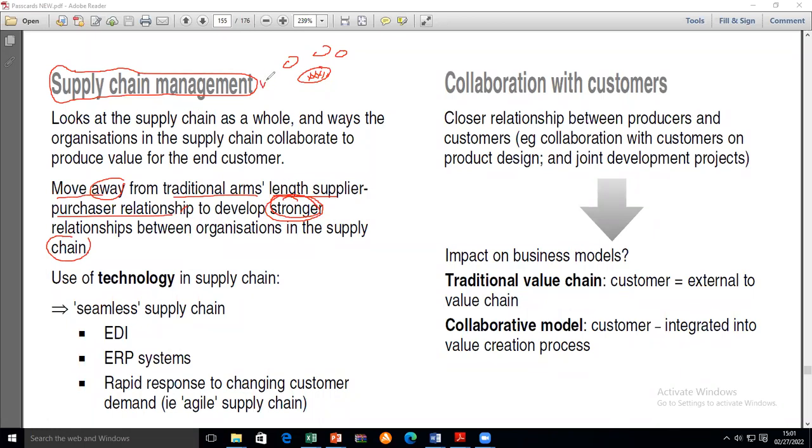So supply chain management looks at the supply chain as a whole, and at ways that organizations in the supply chain collaborate to produce value for the end customer. Look at motor assembly plants. How many players are there? A lot of players, a lot of suppliers. Some just do engines, others do tires, others do glass, electronics. The modern approach of thinking is that all those must consider themselves to be part of the same supply chain.